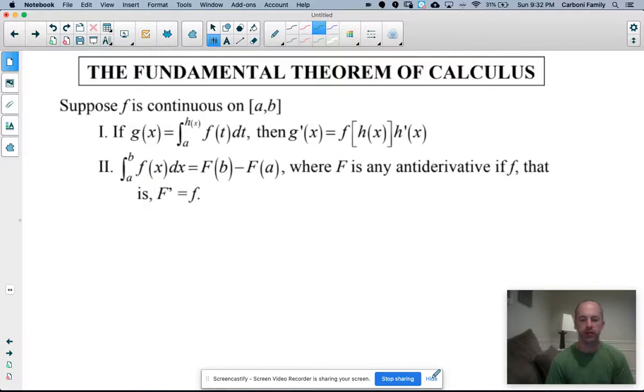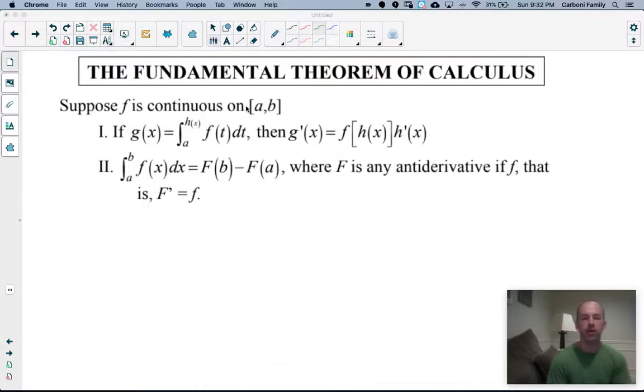The fundamental theorem of calculus has two parts. The first one is the differentiation of an integral defined function, and you can read that right here. I'm not going to read it to you. The second part is the evaluation of a definite integral, where you find the antiderivative and then plug in a and b, and you subtract the lower limit from the upper limit. And that one is for area under a curve, accumulation applications.